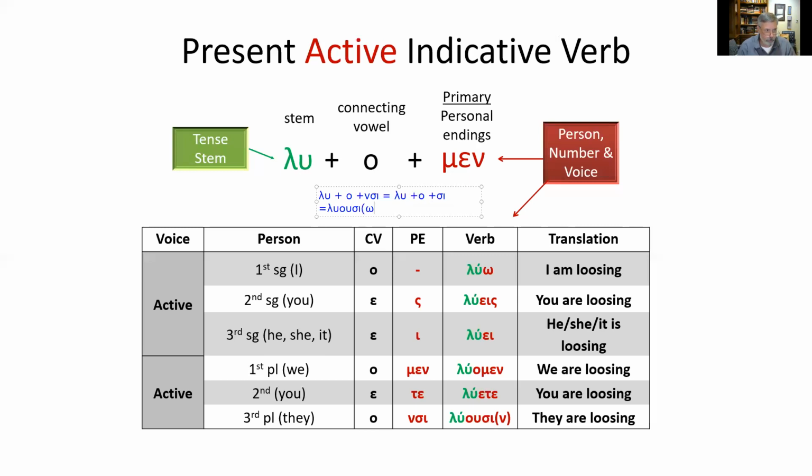Now, it has what's called a movable nu, which means sometimes, just like in English, we use the word a when the next word starts with a consonant, a house. And we use the word an with an n when the next word starts with a vowel. It's an apple, not a apple. It's the same thing here in Greek. So you have a movable nu, luousi or luousin. So that's how they form, and hopefully that gives you a reasonably good picture of that.